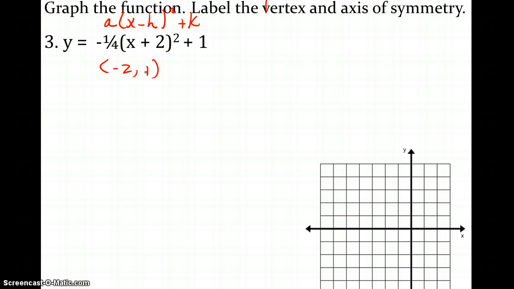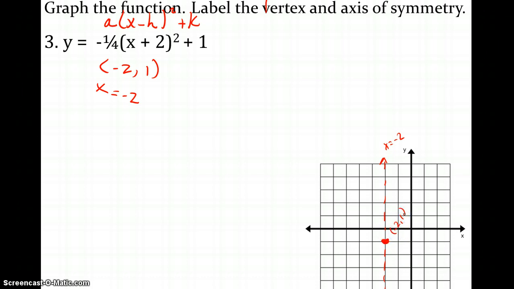Should we graph that first? Yeah, let's go ahead and graph that. Negative 1, 2, and 1. A little bit easier than yesterday, wouldn't you say? Yes. I also know that my axis of symmetry is x equals negative 2 because that's what the x value is. Let's draw that. Let's put it in with a dashed line to show where the axis of symmetry is. Another thing, why don't we label the vertex now so we don't forget to do it later? Okay, so negative 2, 1.